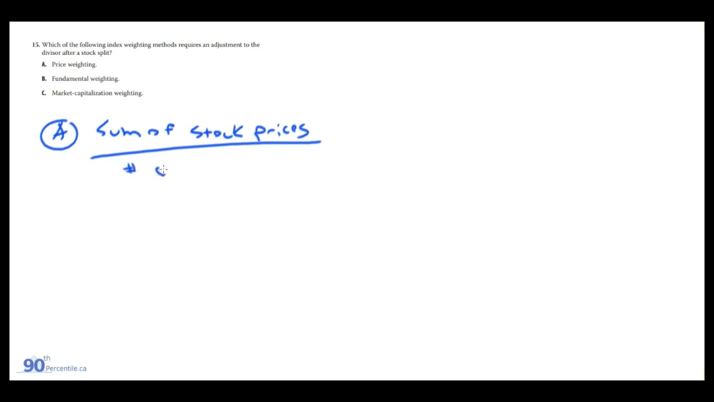Which of the following index weighting methods requires an adjustment to the divisor after a stock split? So is it a price weighting index, fundamental weighting index, or market cap weighting index? Really quickly, just in case it wasn't clear, we can go over how these are weighted, like the actual index price that will display on the stock market. A price weighted index will be the sum of stock prices over the number of stocks.